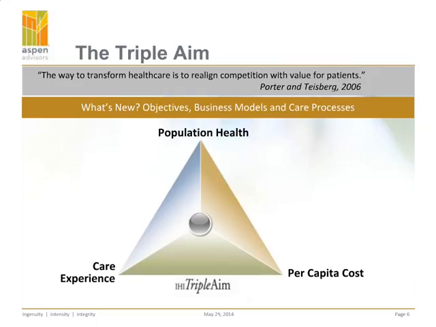So getting into the overview of why we're doing this, it's all driven by the triple aim. The way to transform healthcare is to realign competition with value for patients. And what we're trying to do is make sure that we are addressing population health, the care experience, reducing per capita cost. We want better care access, coordination, and communication, high-quality delivery. We want better population outcomes. We want to reduce per capita cost of care. We want less need for healthcare resources. And we want to have a patient-centric focus for more self-care and wellness responsibilities.